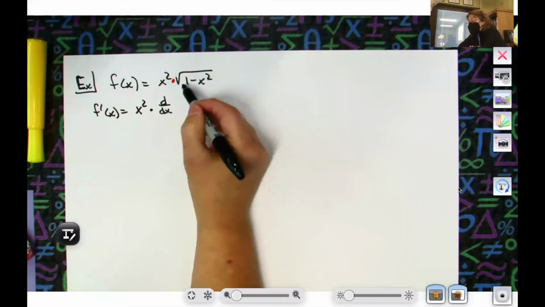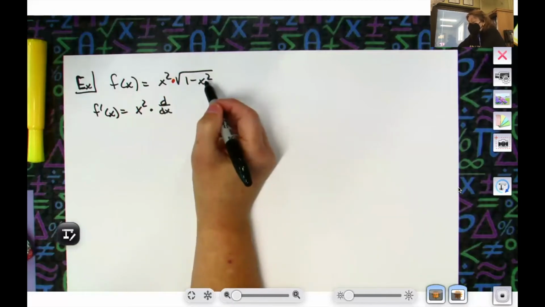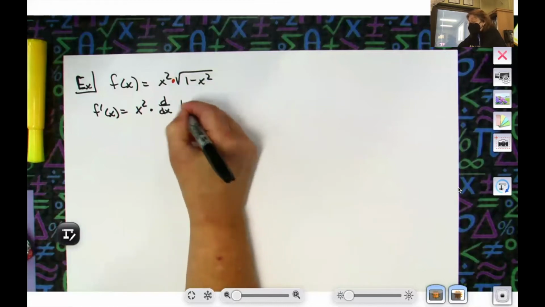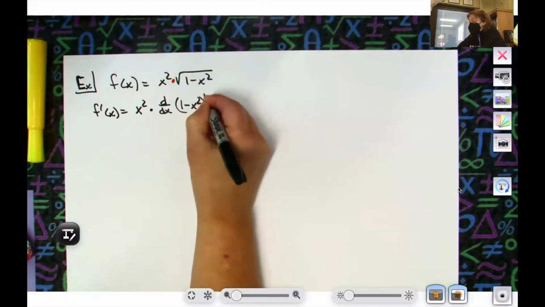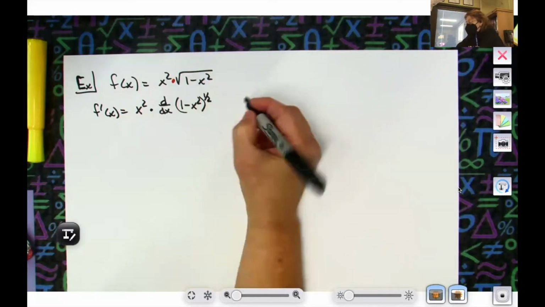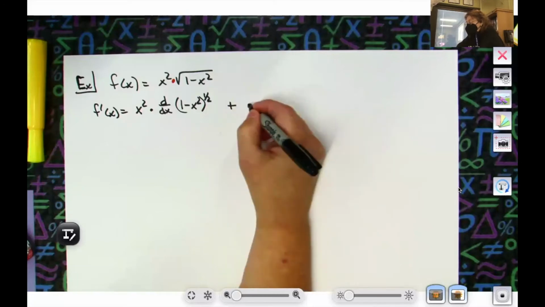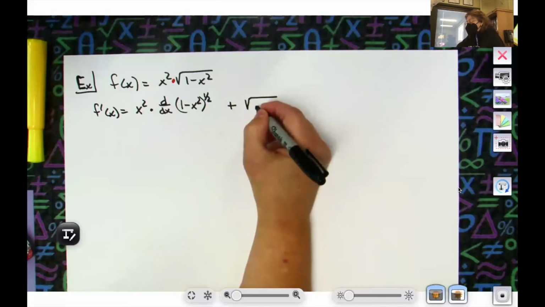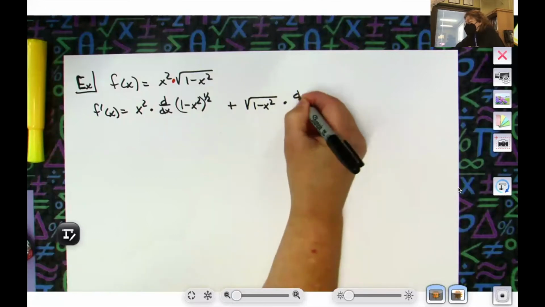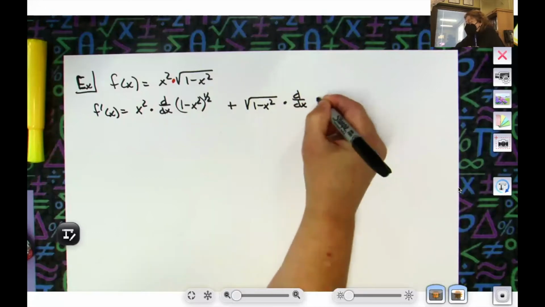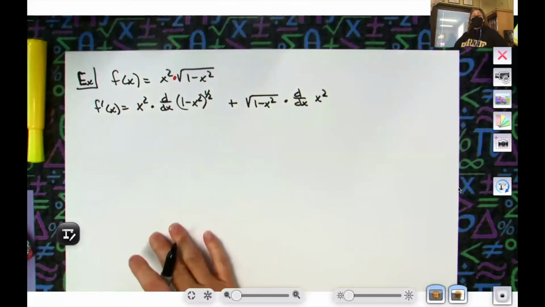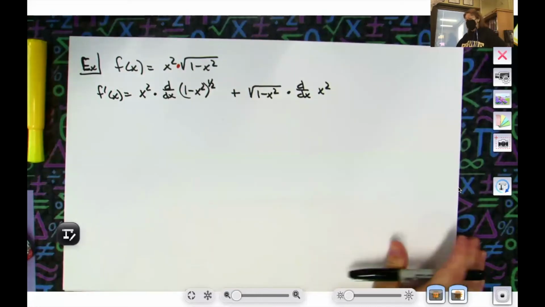Now, instead of writing square root, on this one, I know I'm taking the derivative of that. I would probably go ahead and write it as 1 minus x squared to the 1/2 power. Go ahead and get it set up so that you can see it. All right, and then plus the second function, so square root of 1 minus x squared times ddx of the x squared. All right, so right there, the only thing I did was just set up for my product rule.